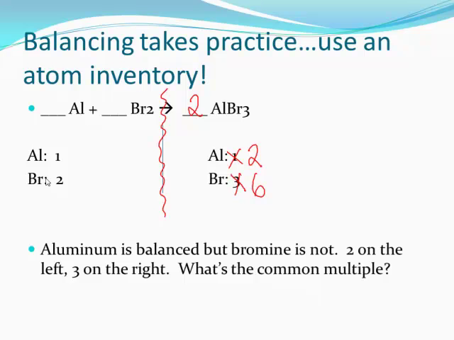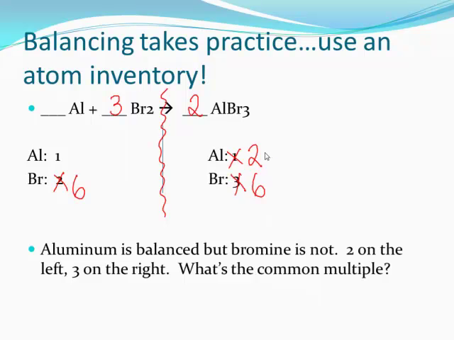On the reactant side, I know I need 6 bromines. Here's my bromine. If I want 6, you see the little 2 right here, I should probably try a coefficient of 3. Yay! I balanced bromine. But now, don't forget, you've got to go back and balance the aluminum too.